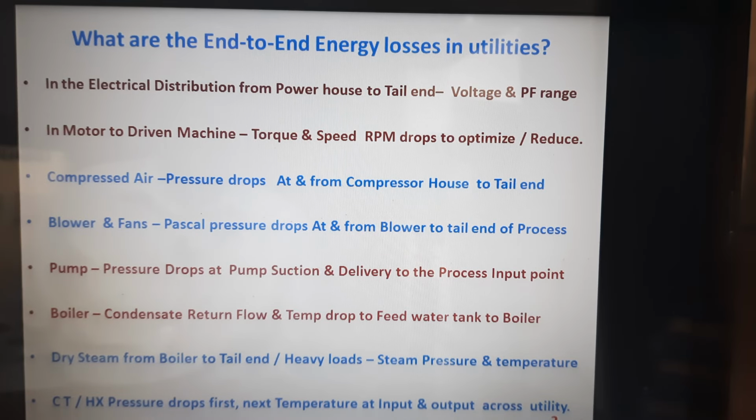Coming to the compressed air, there are pressure drops at the compressor house and from the compressor house to the load end. Coming to the blowers and fans, whether it is a centrifugal blower or an axial flow fan, there are pressure drops in Pascal for the given flow rate of the blower or fan, and from the blower end to the tail end of the process.